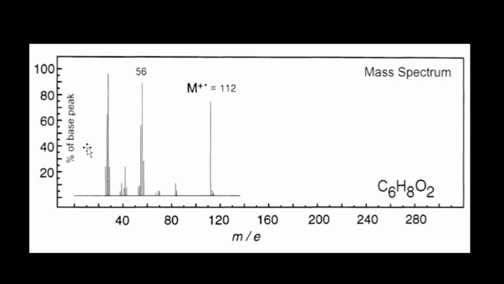So here, first of all, we will find our molecular formula from the mass spectrum. As we are solving the NMR spectrum, we will only take the molecular formula, that is C6H8O2. So this is our molecular formula.